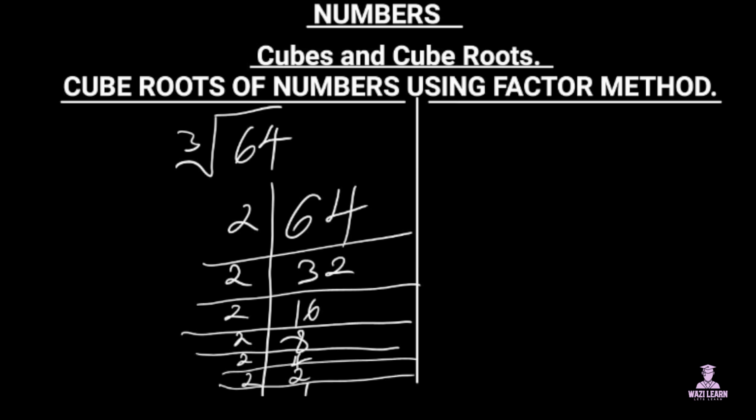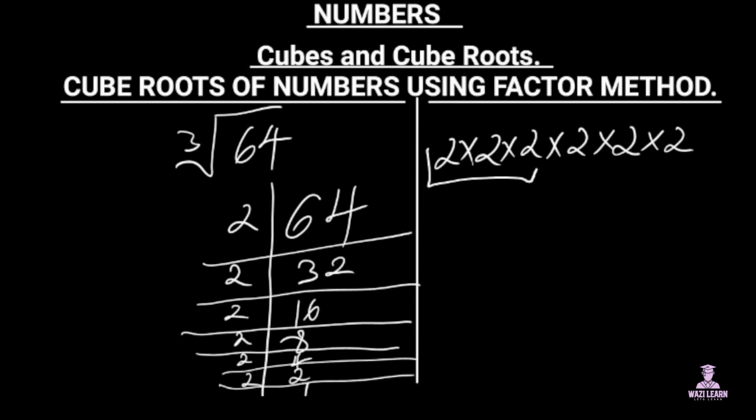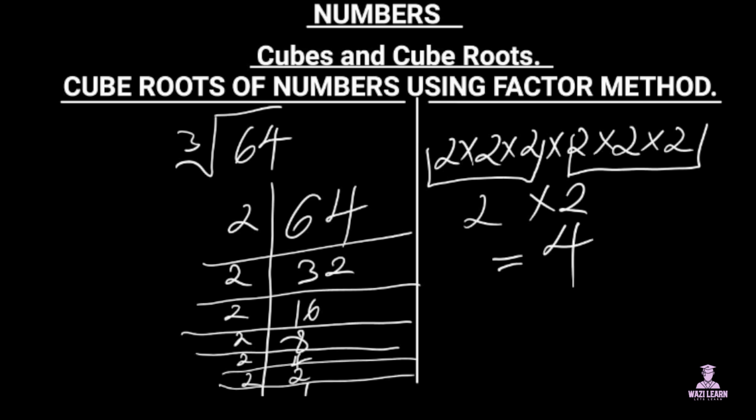So the prime factors, you express it as a product. Product just means multiplication. So 2 times 2 times 2 times 2 times 2 times 2. And then you group the numbers into groups of 3, and you choose 1 from each, 2 times 2. So our answer, the cube root of 64, is 4.